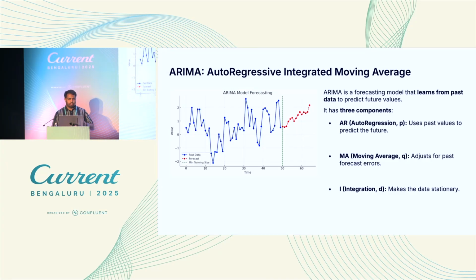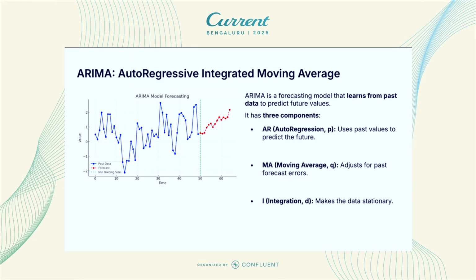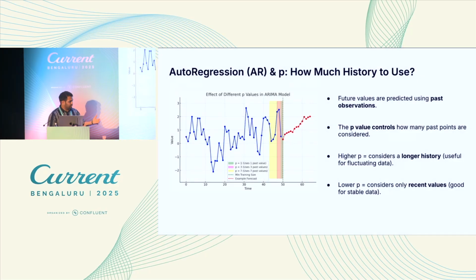ARIMA stands for Autoregressive Integrated Moving Average. At its core, ARIMA is a model that learns from past data to predict future values. It does this by combining three key ideas, each of which has a corresponding hyperparameter to tune. The three ideas are autoregression, where P is the corresponding hyperparameter, which uses past values to predict the future; moving average, Q, which adjusts for the past forecast errors; and D, which makes the data stationary. Let's dive into some of these hyperparameters.